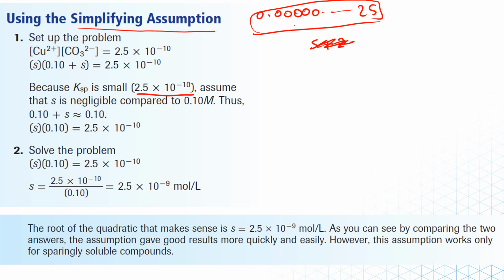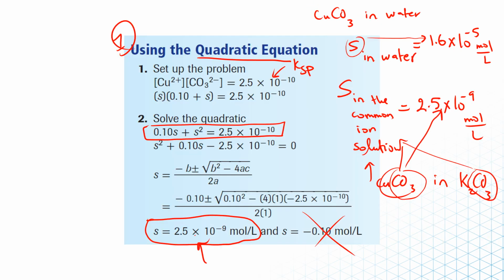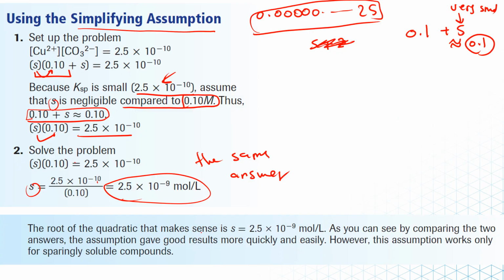Okay, sorry, this amount is very low, which means the following: the S is negligible compared to 0.1. Meaning when we do 0.1 plus S, the value of S is very small, so when I add them I can say the result is 0.1, close to zero, because the KSP is very small. So this can be translated like this, and the equation becomes S times 0.1 only equals the KSP, and then you divide, and S will give you the same answer as we did here. It's going to be the same answer.